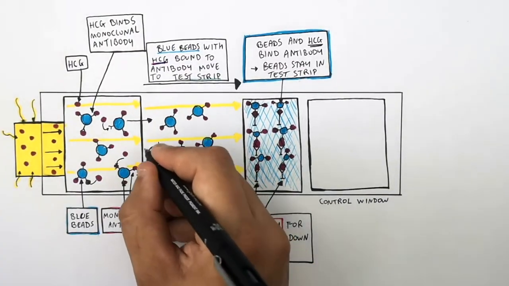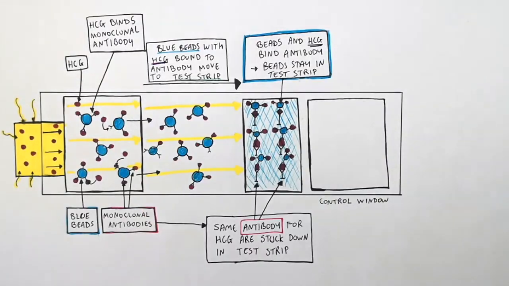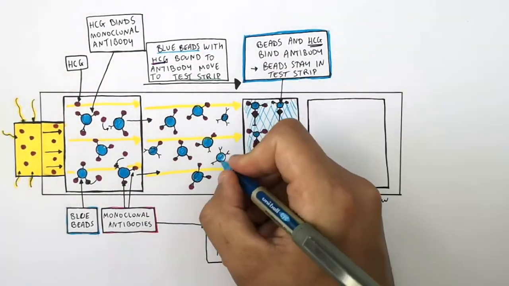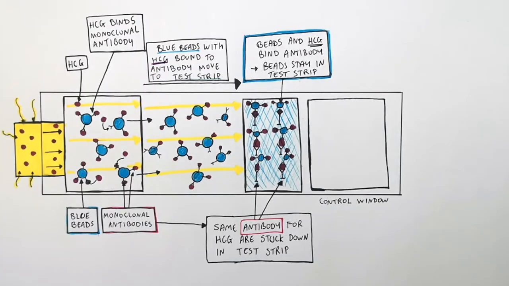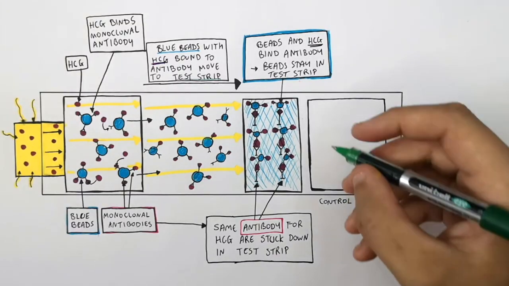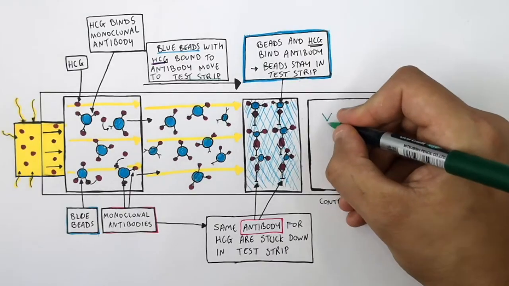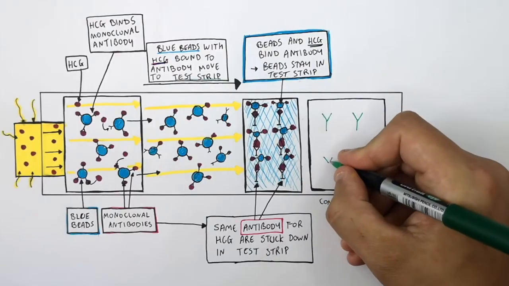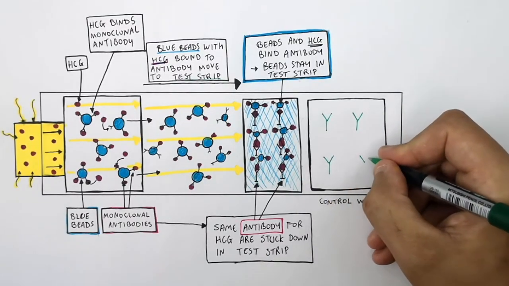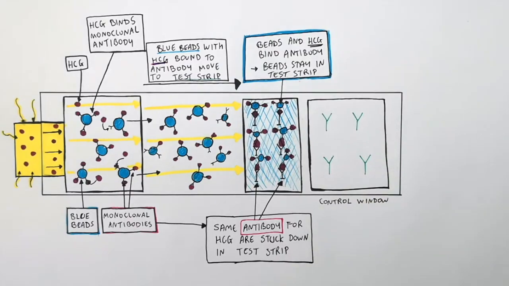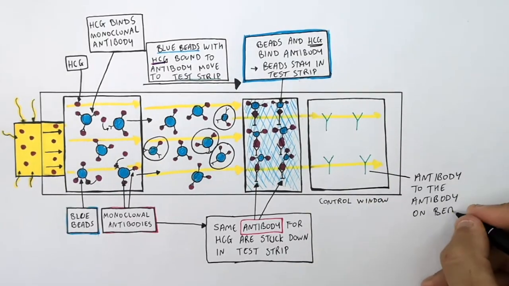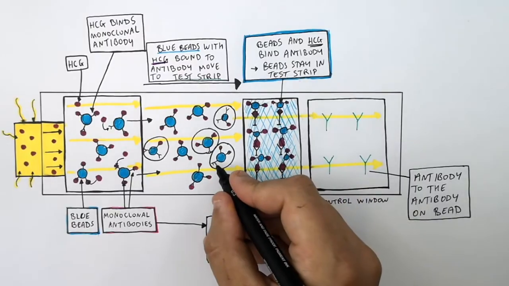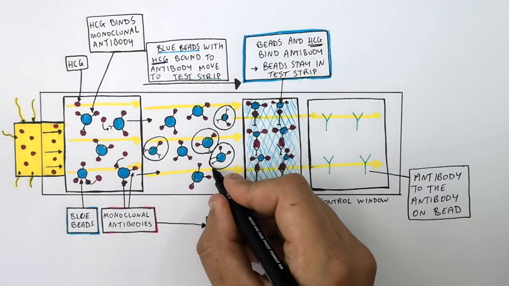So the blue dye beads with the HCG attached to the antibodies are going to move down through the first test strip because all of those antibodies have been bound to. So they're going to flow through into the control window. In the control window are antibodies to the antibody on the bead. So these antibodies are not specific to the HCG. These antibodies are specific to the antibody for HCG.